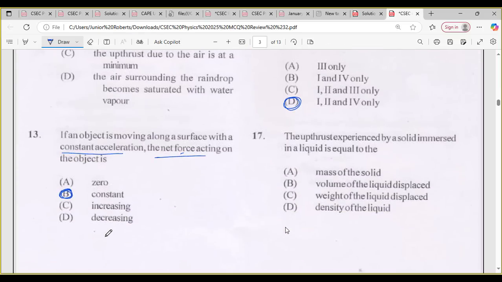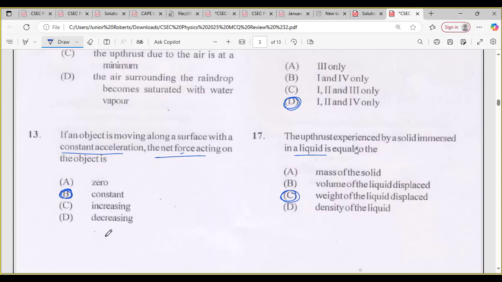Number 17 now says that the upthrust experienced by a solid immersed in a liquid is equal to... So the upthrust is always equal to the weight of the volume of the fluid displaced. So in this case, we're talking about a liquid, so the upthrust must equal the weight of the liquid displaced, so that's going to be C. Okay, so it's equal to the weight of the volume of the fluid displaced. Now look at B. B says the volume of the fluid displaced. So it's not that the upthrust is equal to the volume, but instead it is equal to the weight of that specific volume of fluid that is actually displaced.